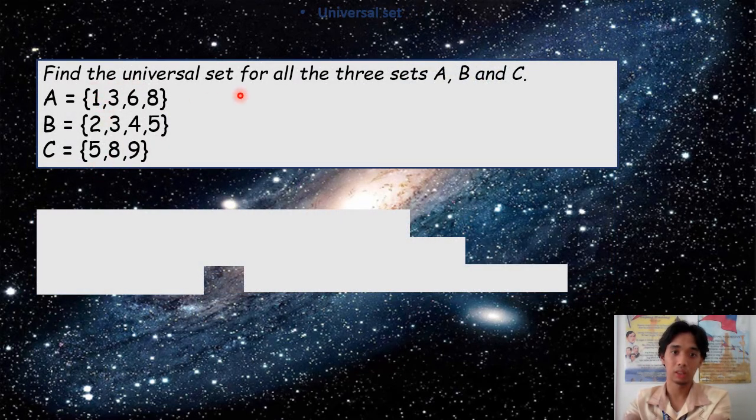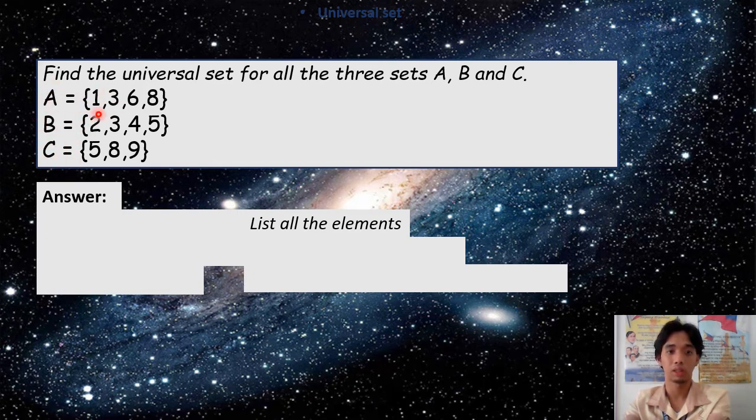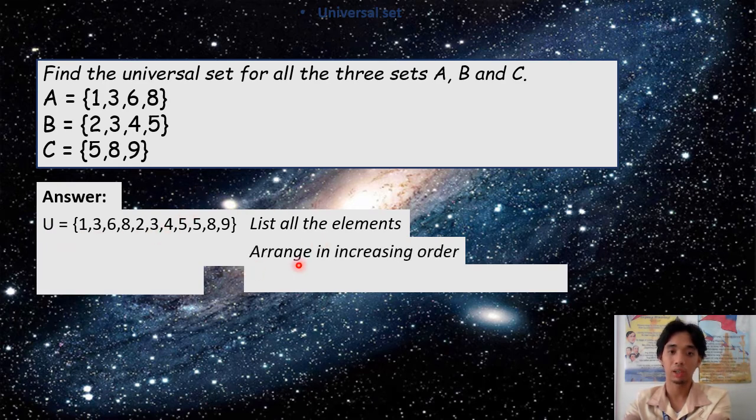So to answer this, first we have to list all the elements of those three sets, set A, B, and C. So all of the elements are 1, 3, 6, 8, 2, 3, 4, 5, 5, 8, 9. So we list them all. And the universal set is denoted with letter U. Next, arrange in increasing order.